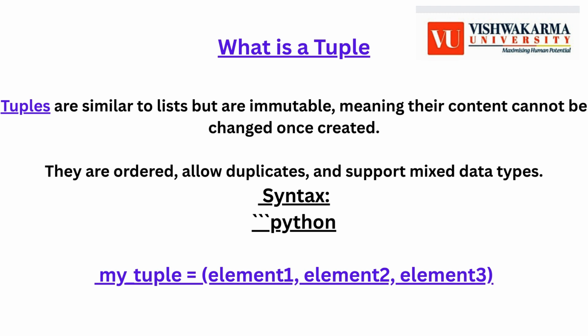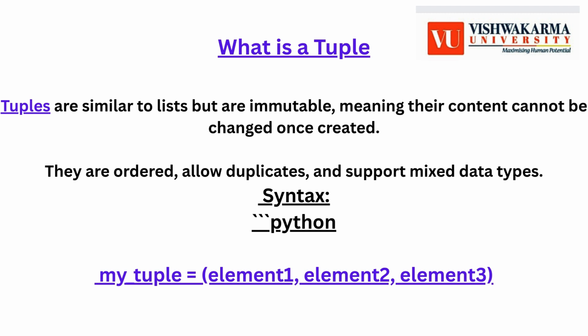They are ordered, allow duplicates, and mixed data types. Allow duplicates means what? It can repeat values once the tuple is created. You can repeat a number like 1, 1, because it allows duplication. And mixed data types: data types can be heterogeneous, meaning what?